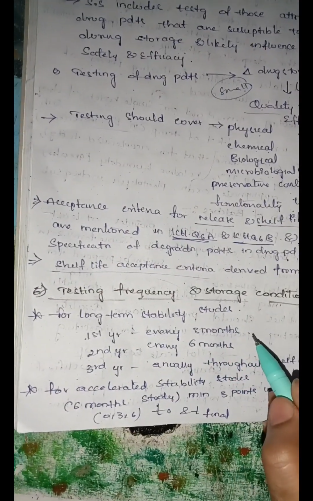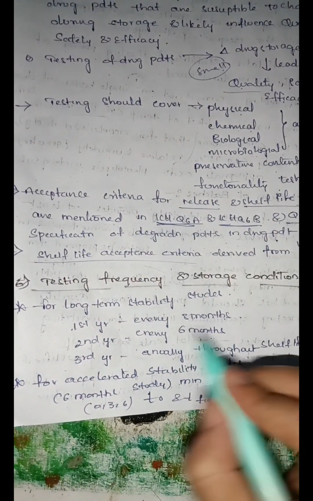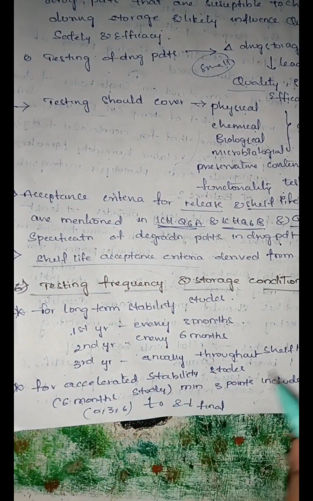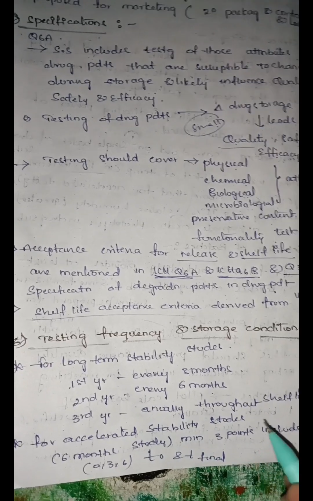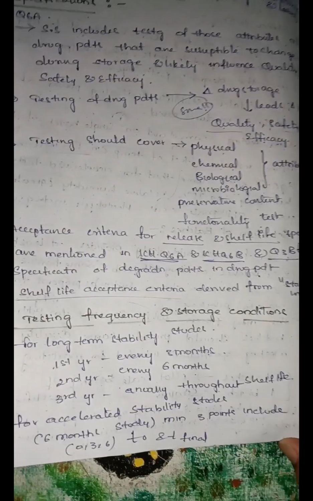For long term stability studies, the studies should be carried out every 3 months for the first year, every 6 months for the second year, and every year for the third year, throughout the shelf life until the expiry date occurs. The stability studies should be carried out every year after the third year of manufacturing.